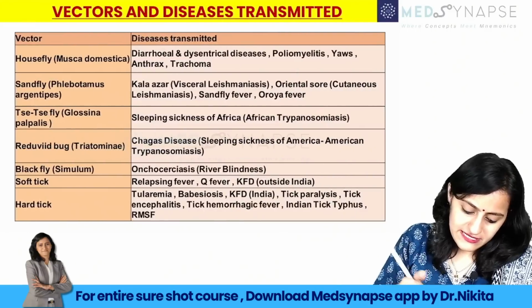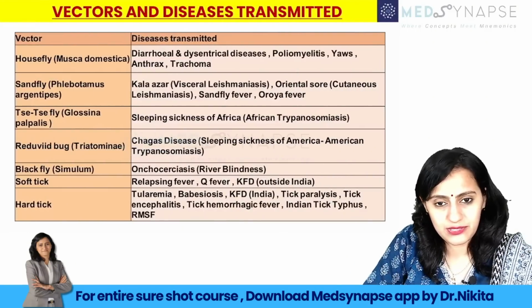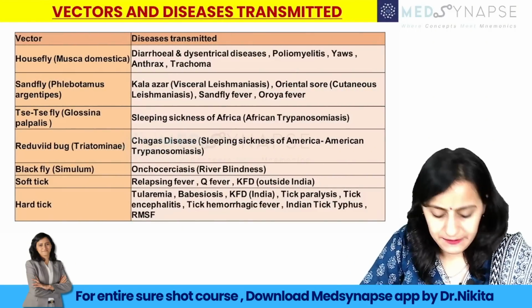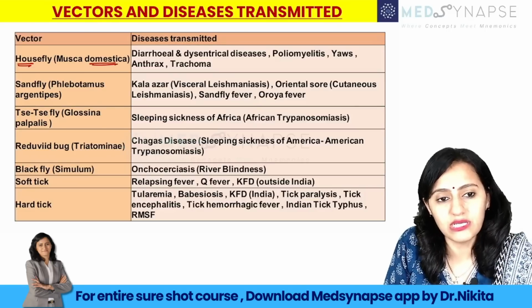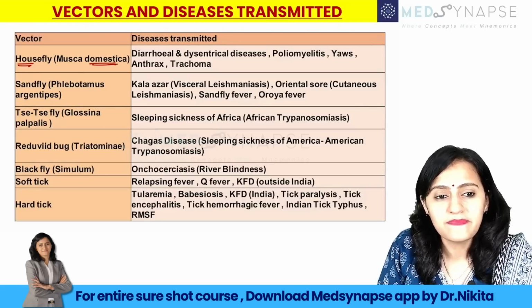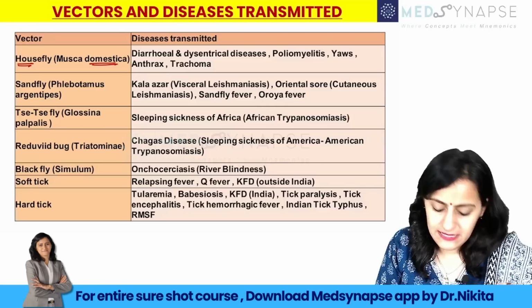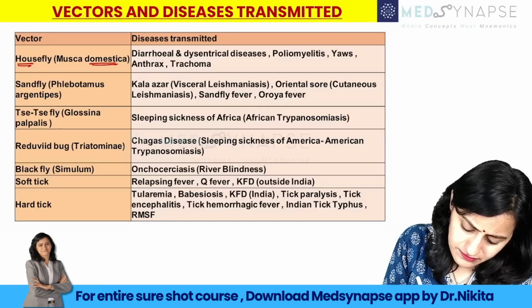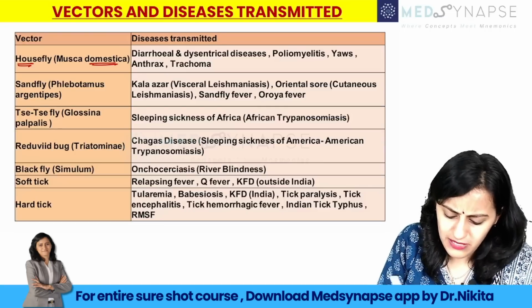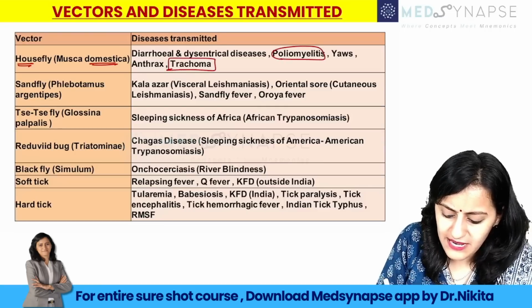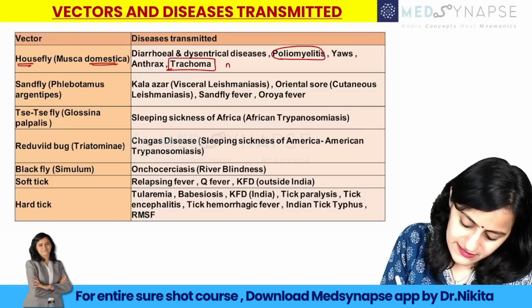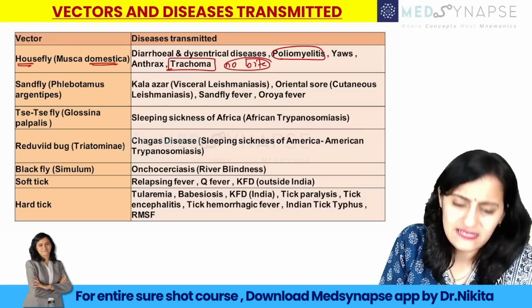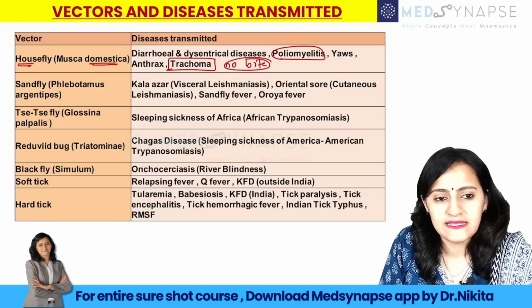Now going to the diseases that are transmitted by these vectors. So housefly, okay, house means domestic, Musca domestica is the name here for the housefly. So remember that housefly is basically your diarrheal diseases, poliomyelitis, trachoma, all of that. And housefly does not bite. Okay, it is no bite here, it is mechanical transmission that we see here.